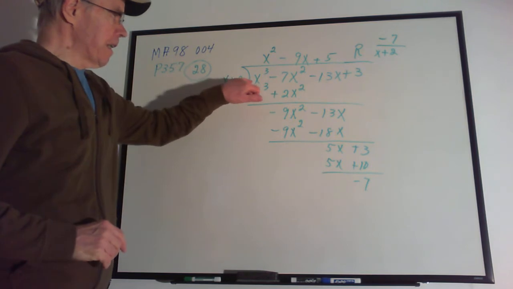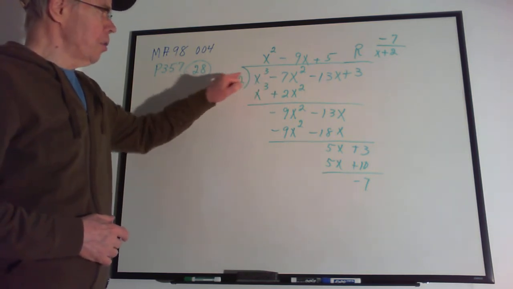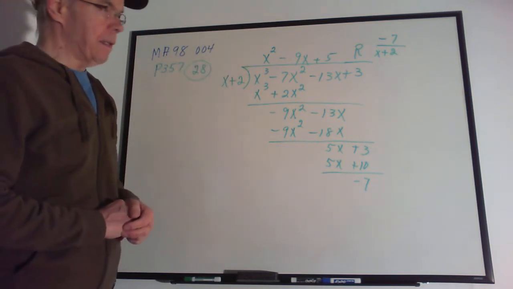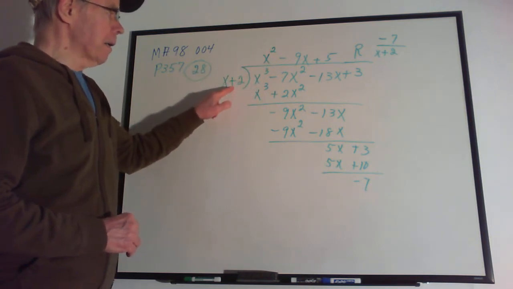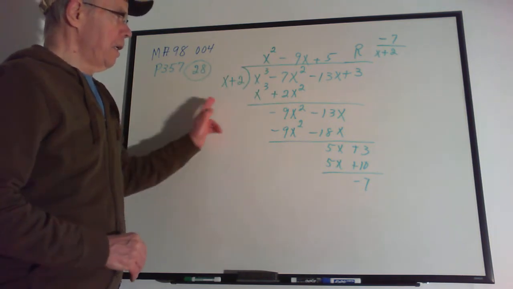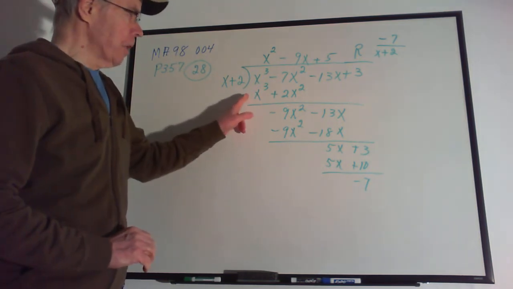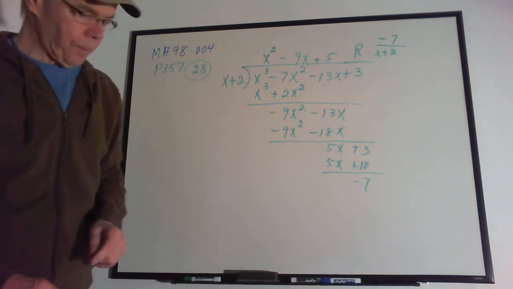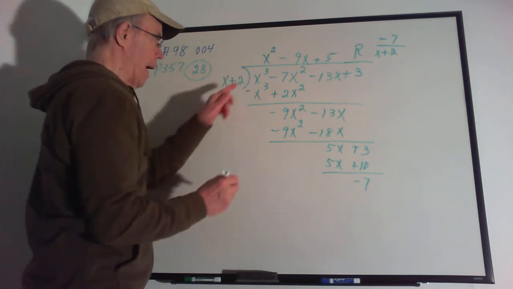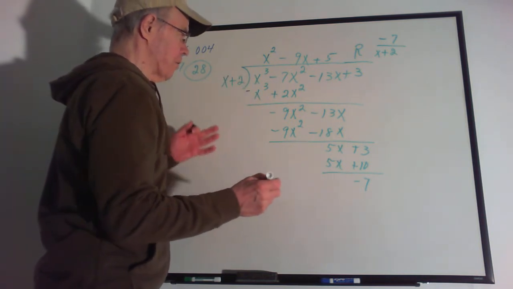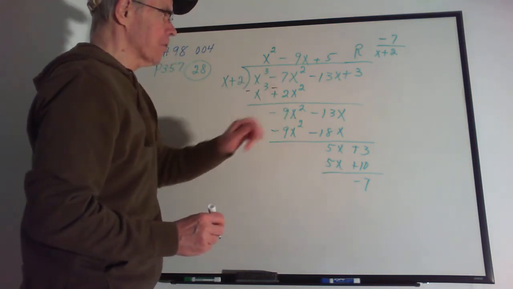The way you do these, you take the first term here divided by the first term here. X cubed divided by x gives you x squared. Multiply x squared times x, you get x cubed. X squared times plus 2 gives you 2x squared. You're going to subtract it. So when you subtract it, you're going to change the signs. So this sign here now becomes a negative, and you add them together. So you get 0. This becomes a negative, and you add these two together, you get negative 9x squared.